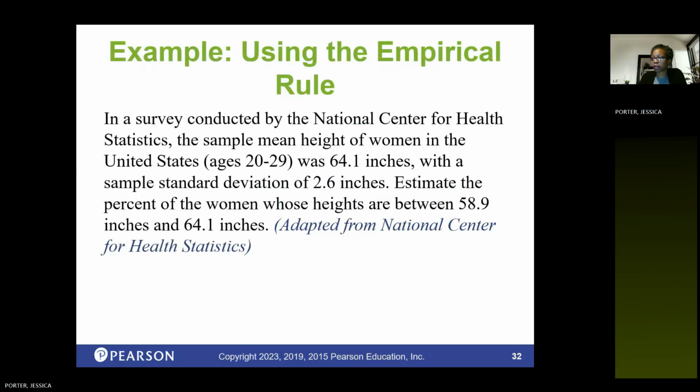Okay. In a survey conducted by the National Center for Health Statistics, I have a question that goes along with this. The mean height of women was 64.1 inches with a sample standard deviation of 2.6 inches. Estimate the percent of women whose heights are between 58.9 inches and 64.1 inches. So let's look at this.